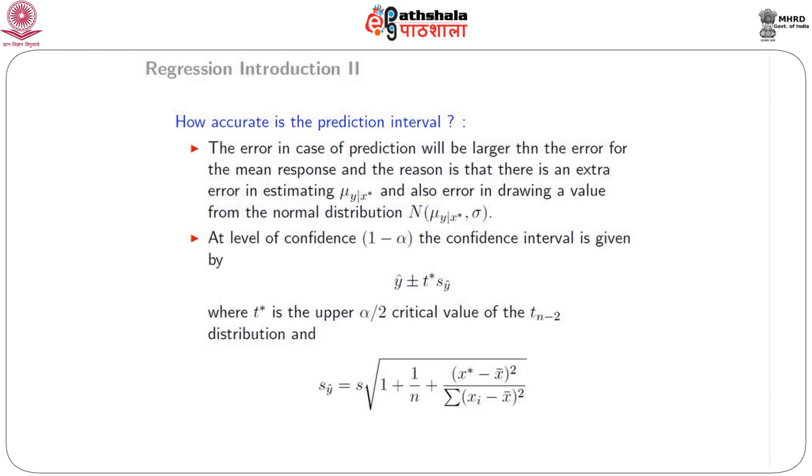At level of confidence 1 minus alpha, the confidence interval is given by y hat plus minus t star times s subscript y hat, where t star is the upper alpha over 2 critical value of t n minus 2 distribution, and in case of prediction interval, the standard error of the predicted value, or the standard error of y hat, is of the form s times square root of 1 plus 1 over n plus (x star minus x bar) square divided by summation (x i minus x bar) square.